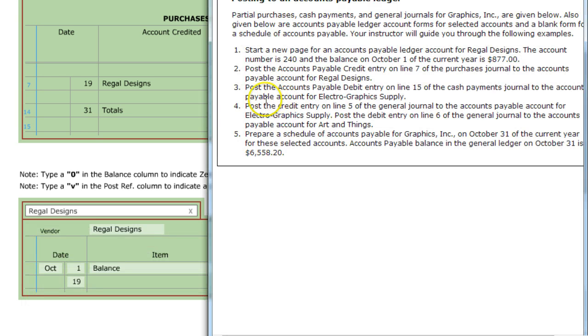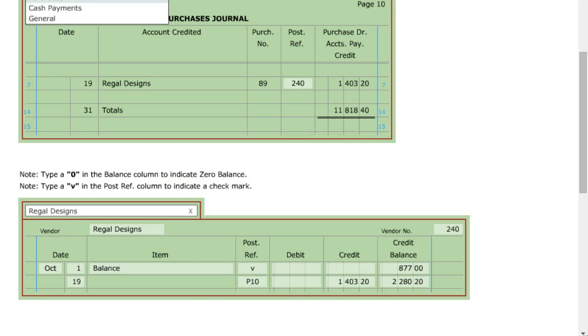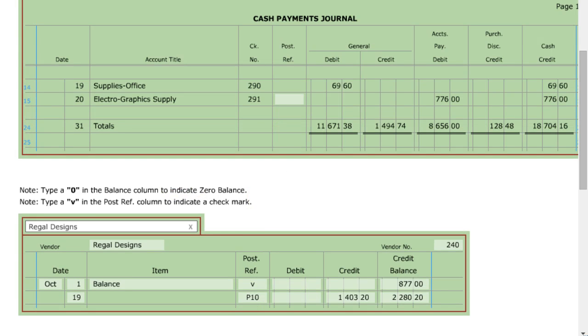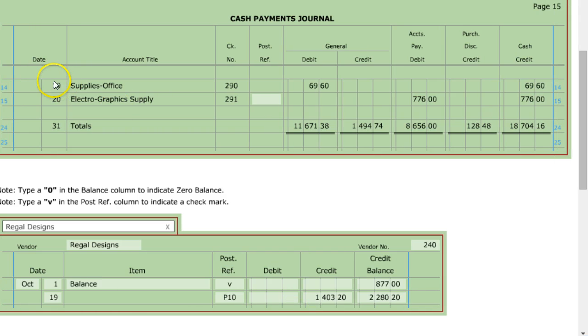All right, next transaction right here is we post the accounts payable debit entry of the cash payments journal. So you're going to go to the cash payments journal, and you're going to notice that we have this transaction right here on the 19th for supplies office that will not go into the accounts payable ledger because it is a general debit transaction right here, and we're working with an asset, so we can just skip that one for now. Right down here on the 20th, we have Electrographic Supply, and you'll notice that this is an accounts payable transaction here.